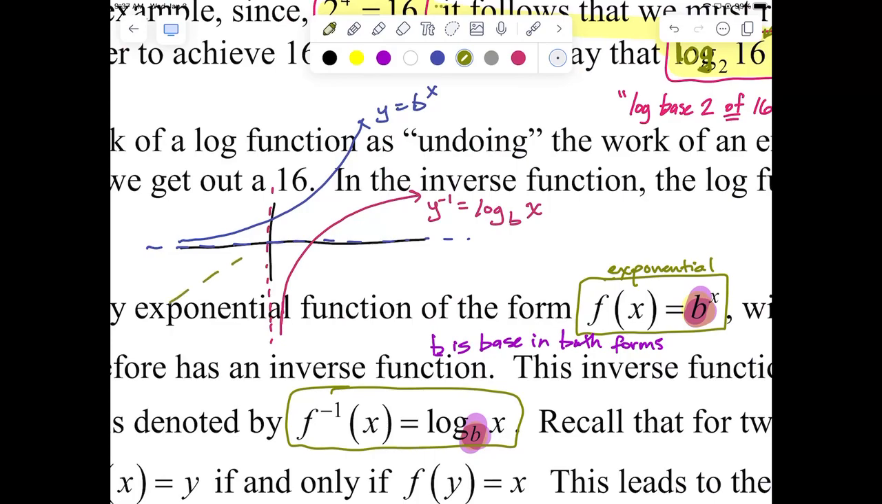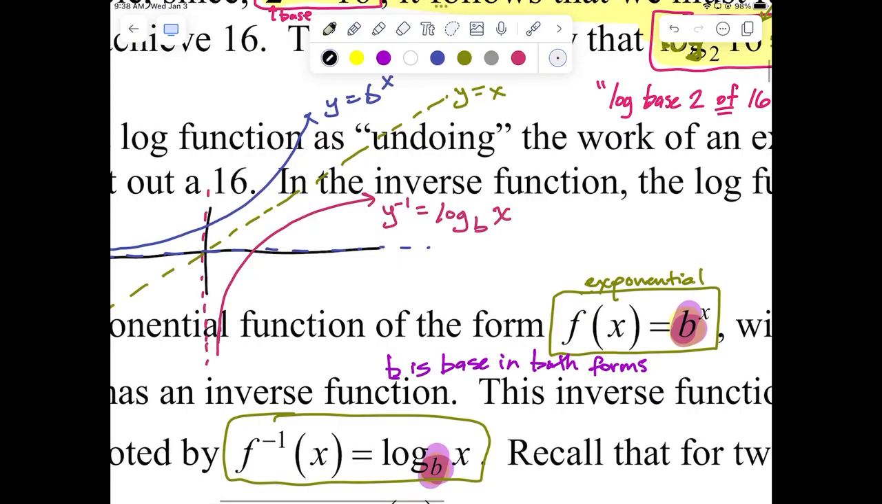Origin. Not the origin, but if you imagine this line running right through the middle here, does it appear that those are reflections of each other across that line? Yeah, that's the magical mirror. That's y equals x, if you recall. Okay? So we had e to the x as our parent function, and its inverse was the natural log of x. The natural log of x is just log base e.